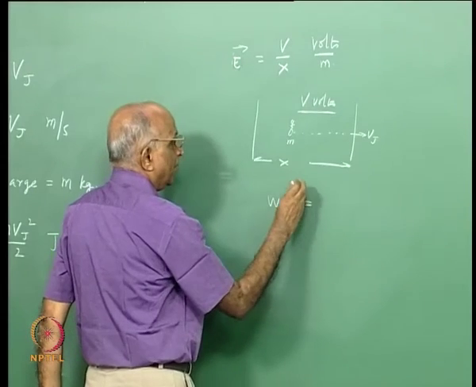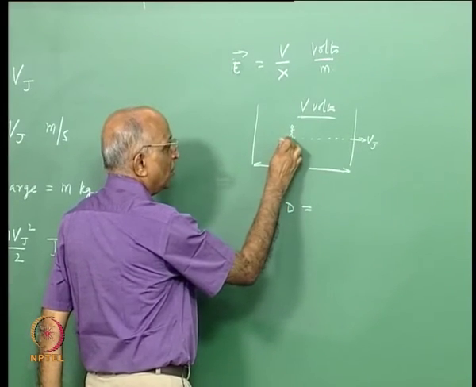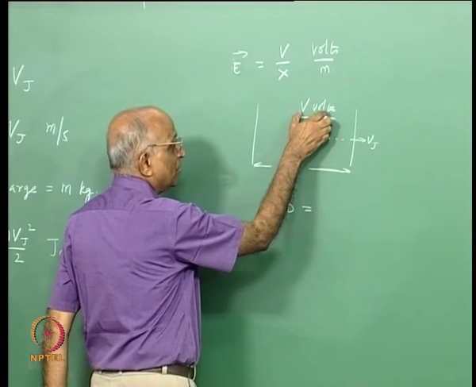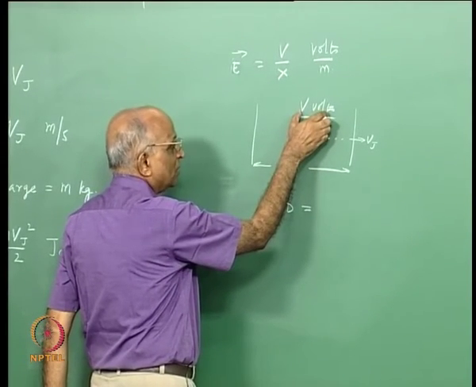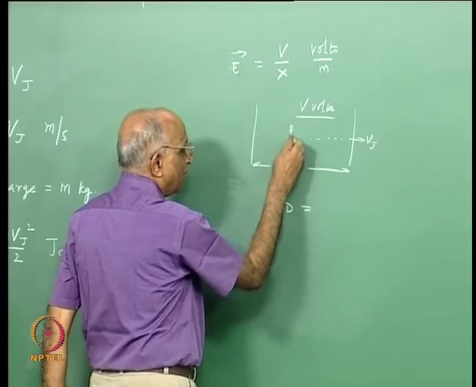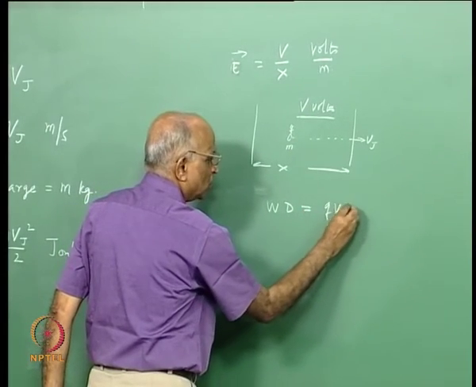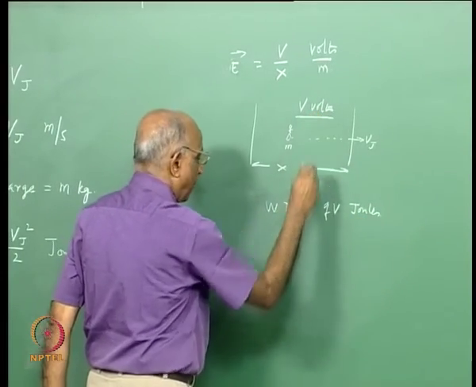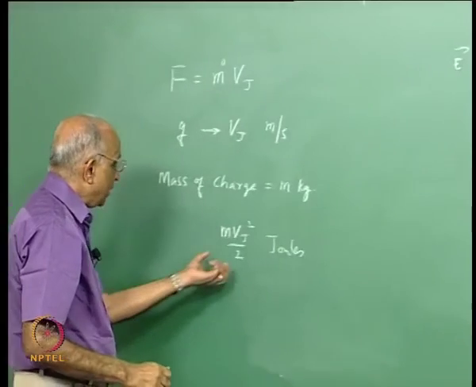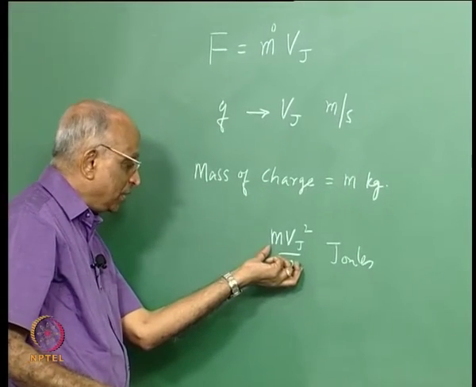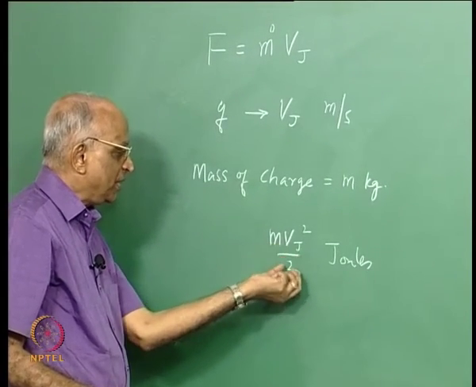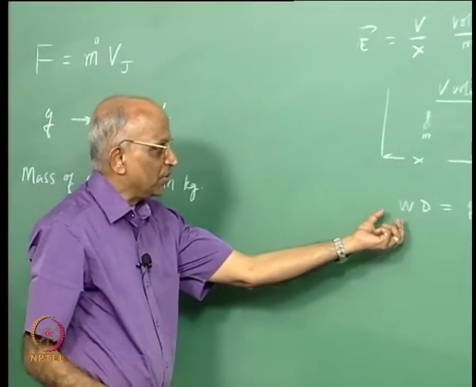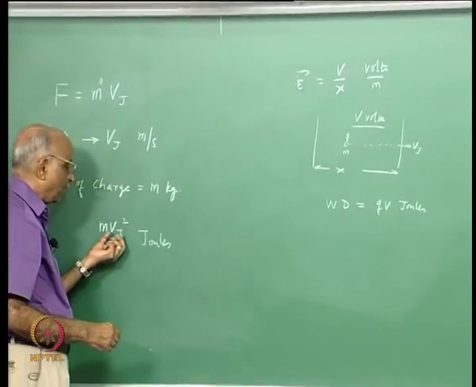The electrical field takes a charge of q through a potential difference of V, and potential difference V volts is defined per unit charge. Therefore, work done on charge q is qV joules. The energy which the body gains, or the work done on the charge, is m Vj square divided by 2, and I equate these two expressions to determine the value of Vj.